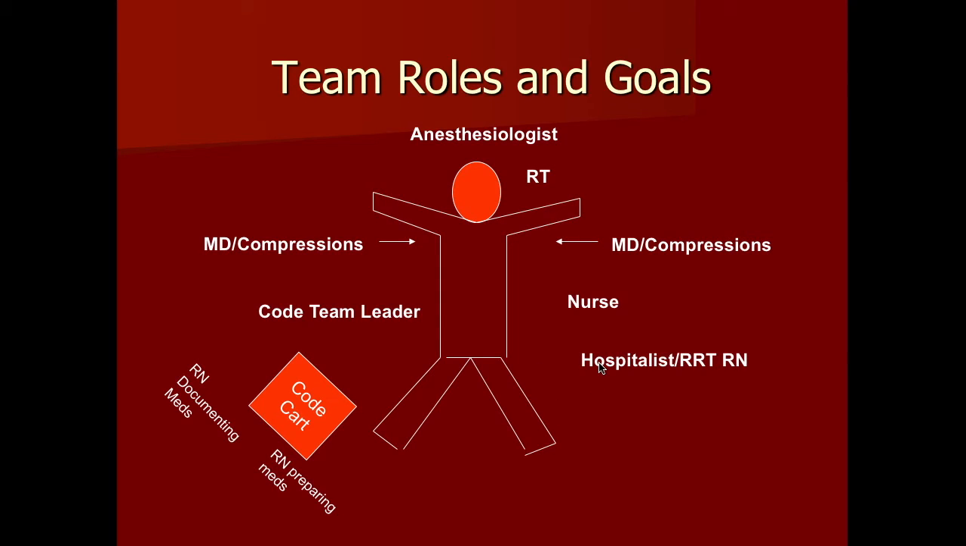There usually will be 1 or 2 nurses circulating. That nurse can be giving medications, perhaps hanging some IV fluids. There will be a hospitalist at each code, and that hospitalist will be in the background making sure the code team leader is running the code appropriately. There will also be a rapid response RN also assisting.